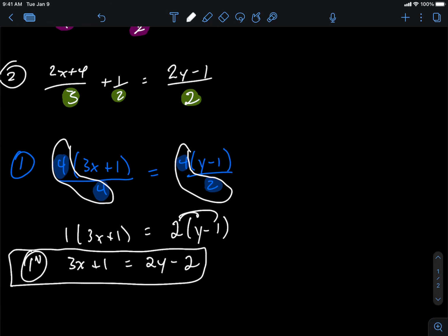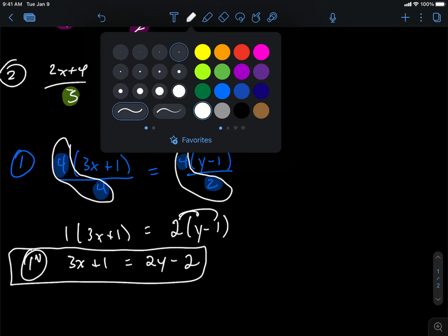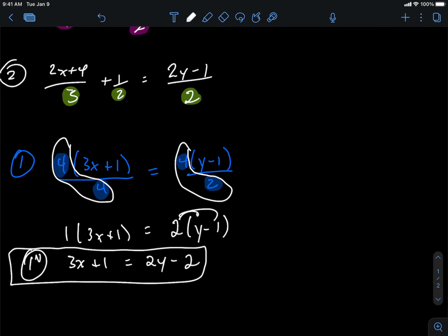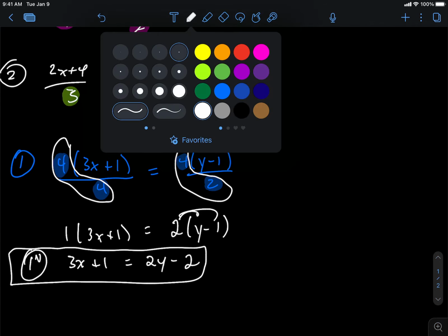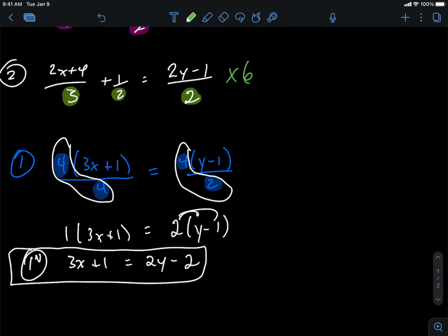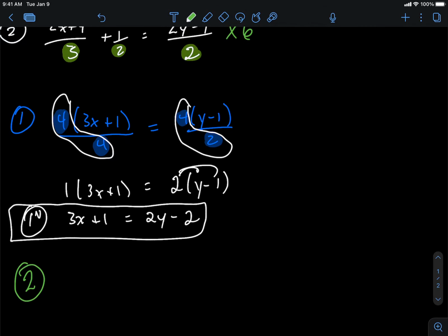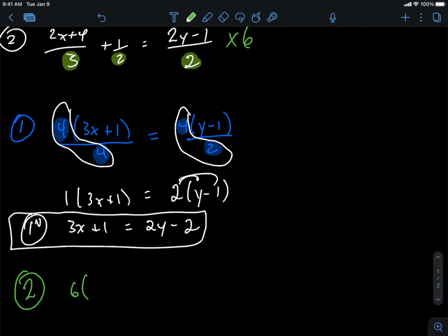That's all, right? Like you take number 2. It looks like both of those things, 2 and 3, go into 6. That's the first common multiple that you would hit, right? So you say, okay, well, if I take this and I multiply everything by 6 here, then number 2 is going to turn into 6 times (2x plus 4) over 3 plus 6 times 1/2 is equal to 6 times (2y minus 1).